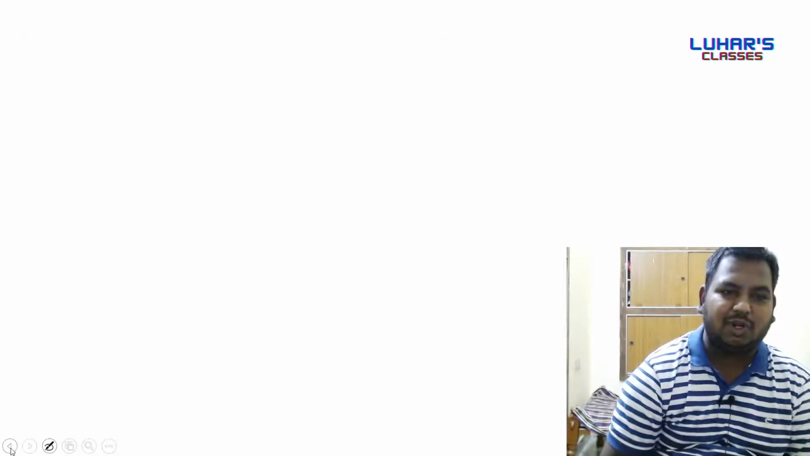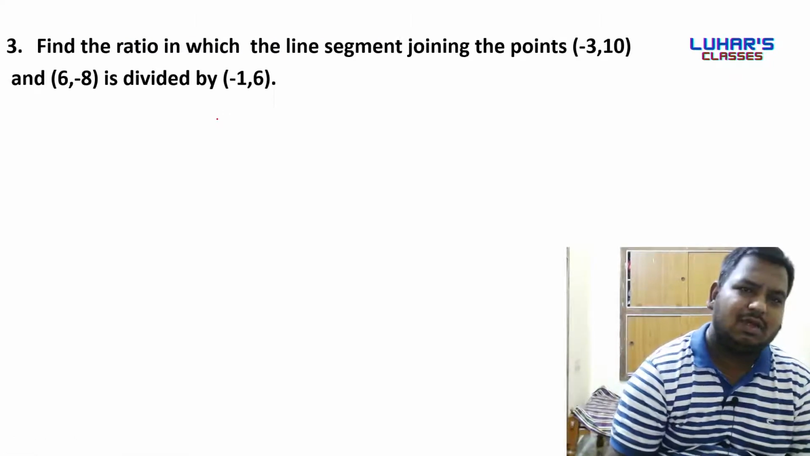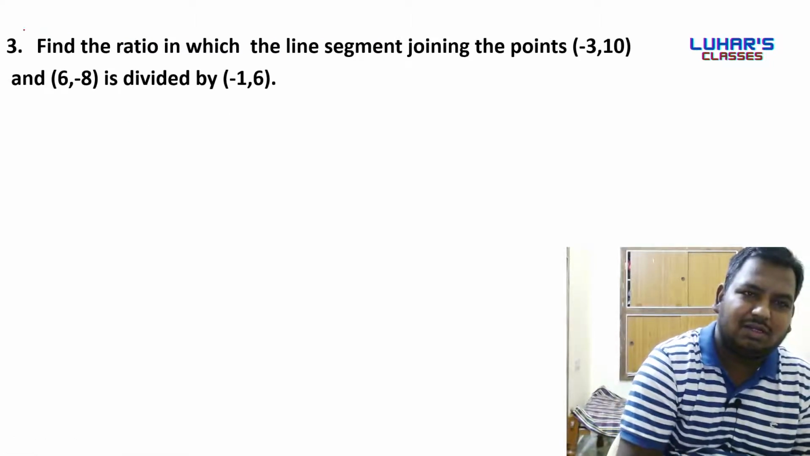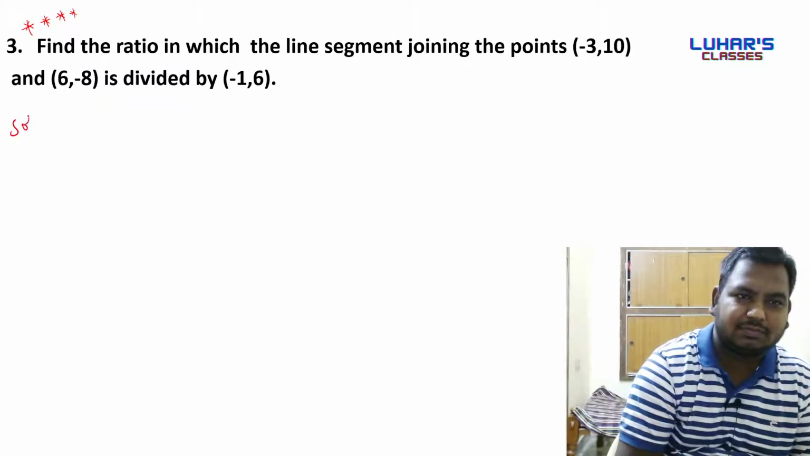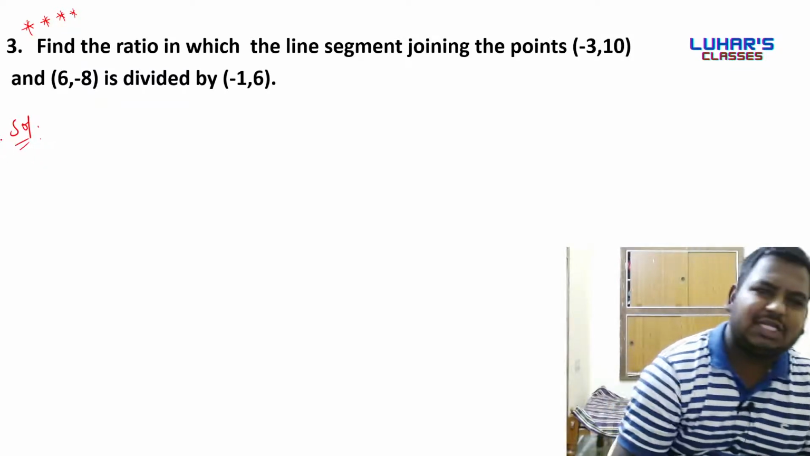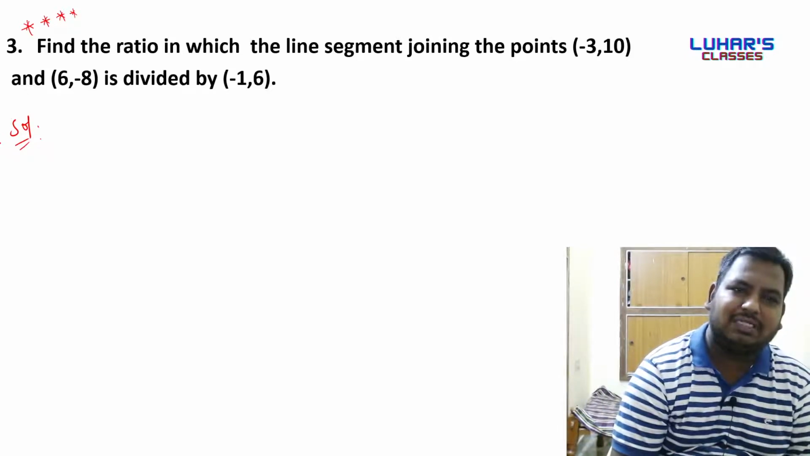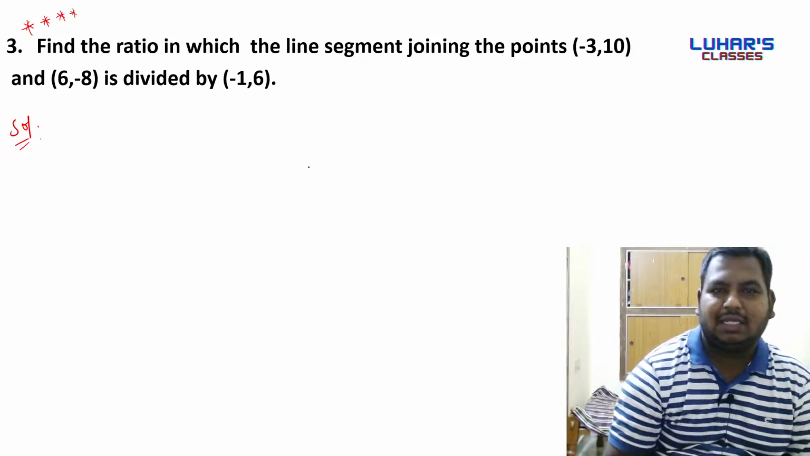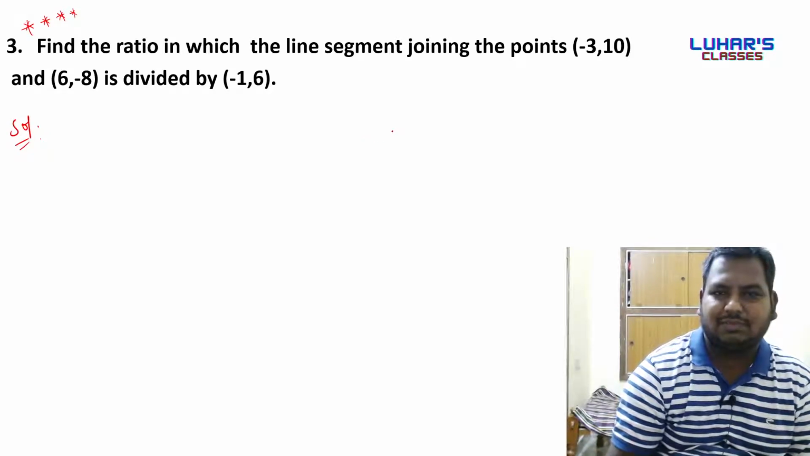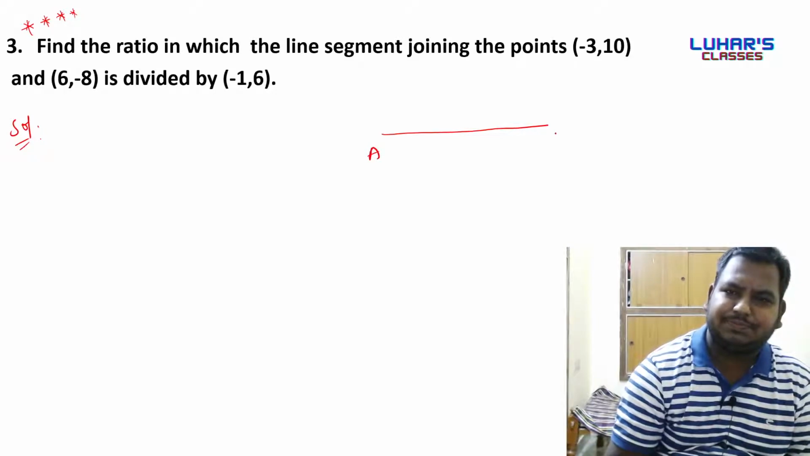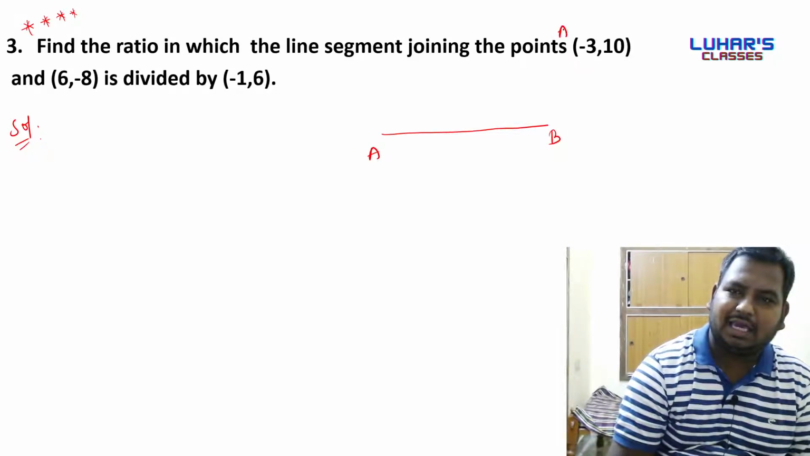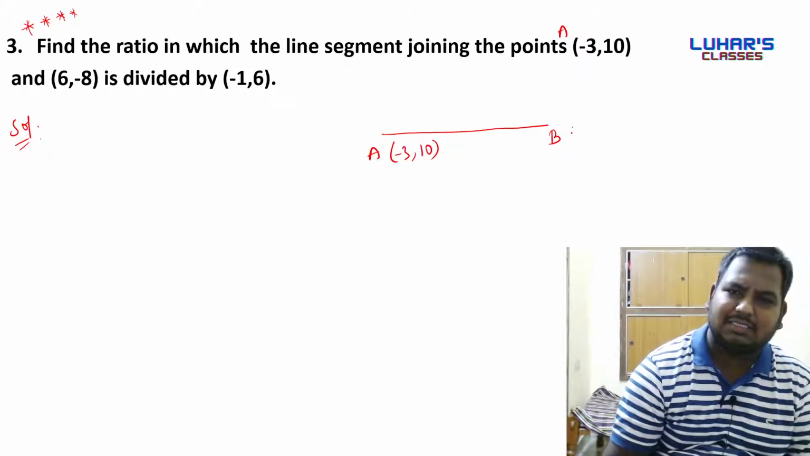Done. Now we look into the third model. What is the question here? This is a very important model. If you ask me, sir, which is the most important model among the 7 models, I would say it is 3, 4, 5. Done. Find the ratio in which the line segment joining the points is divided by. So there is a line segment AB. Coordinates of A are -3, 10 and coordinates of B are 6, -8.